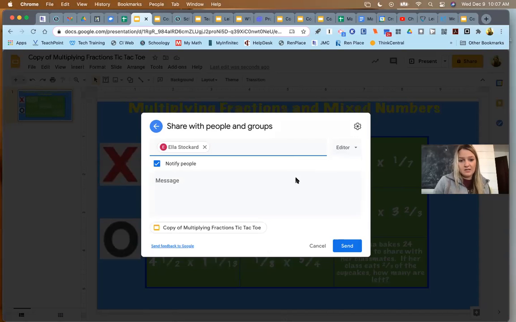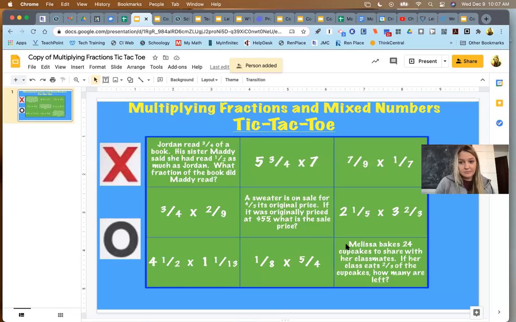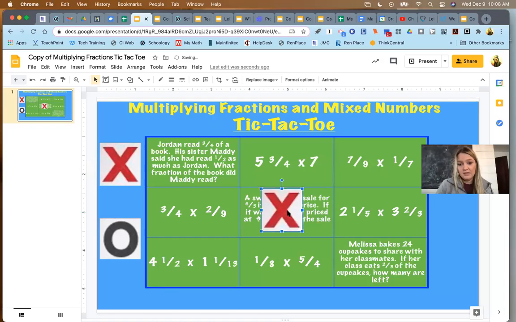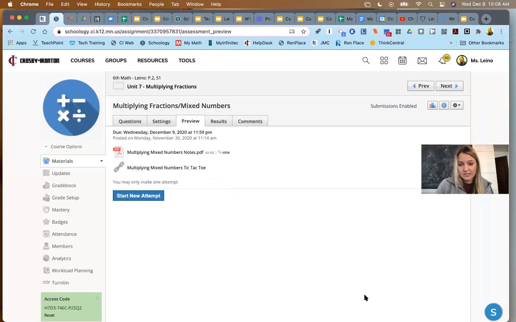So if I share it with Ella, send it to her, Ella would be able to check her email. And then her and I could work on the very same Google Slides. And so I could be X's, she could be O's or whatever. And how you play is in order to get a spot, you have to solve the problem. So if I want this spot, I have to solve this math problem, get it correct, and then I would drag my piece over. Okay. So that is completely optional. You do not have to play that. But if you want to play something with a friend like that, you totally can.